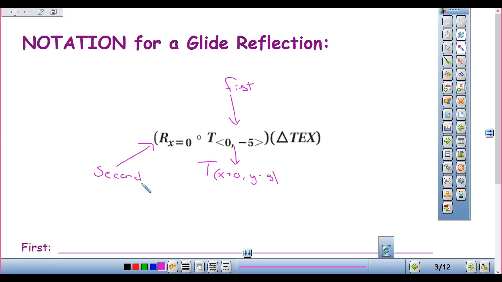In this case, we're going to translate this. What am I doing with this translation? Down 5. I would translate it down 5, and then I would reflect it over x equals 0, and x equals 0 is also the what axis? Not the x-axis, it's the y-axis.